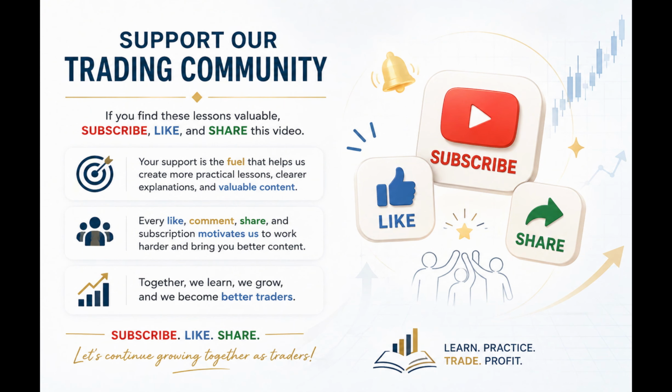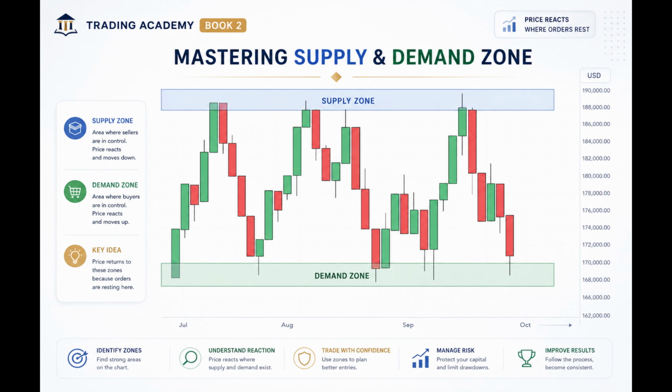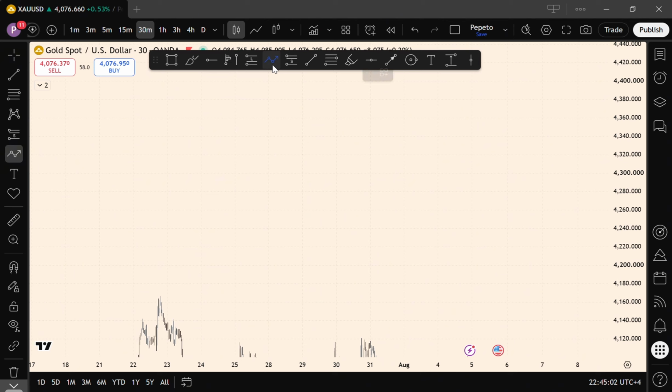Now, let's begin. In this chapter, we're going to talk about supply and demand, and how to identify these important zones on the chart. This lesson is especially designed for beginners who may not yet know how to spot these levels correctly. Don't worry, I'm going to make it very simple. Let's start with a bullish demand zone.